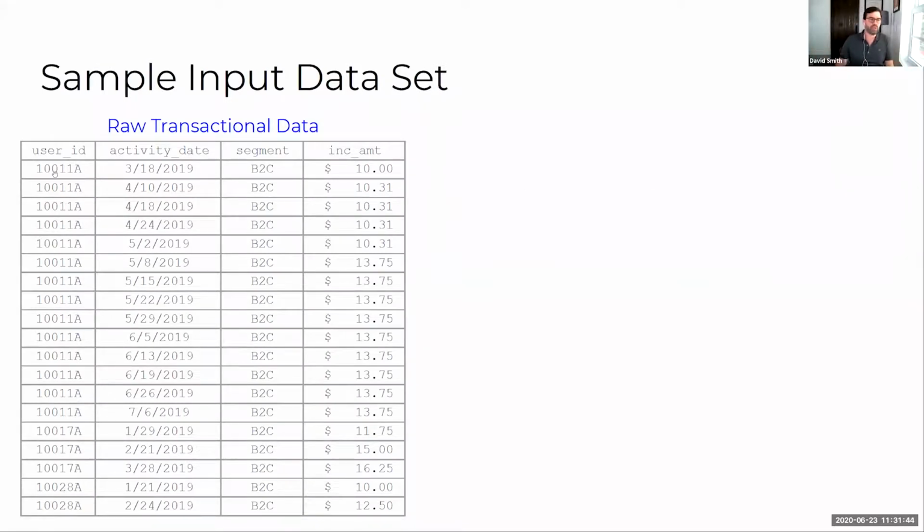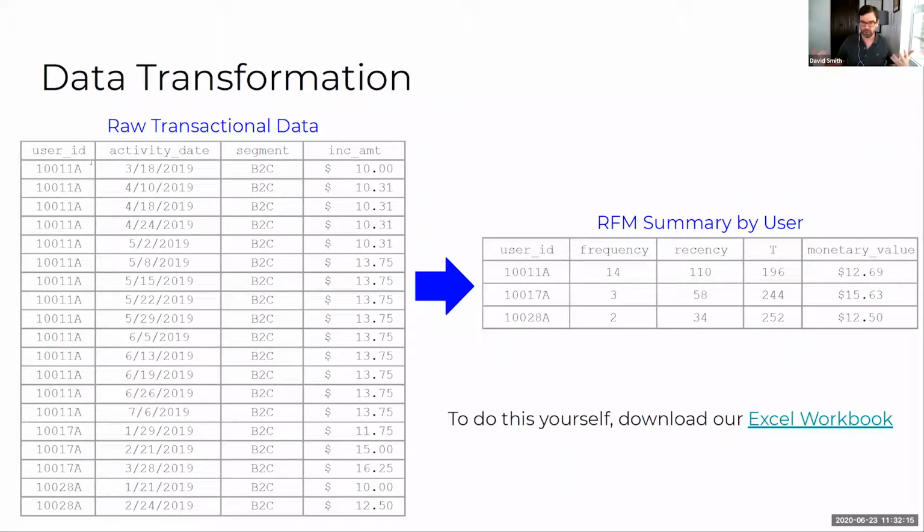So you have a user ID, so we're looking at every single user, and the date. You might divide them into segments, but that's not necessarily relevant here. But then you have the amount of money that they brought in, the income to the company. And so here we have 10011A, 10017A, and 10028A. So we have 3 customers, and we can convert this into an RFM summary.